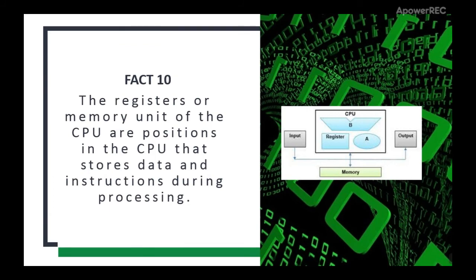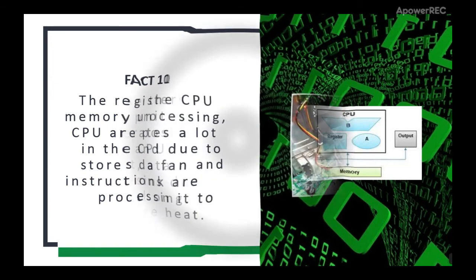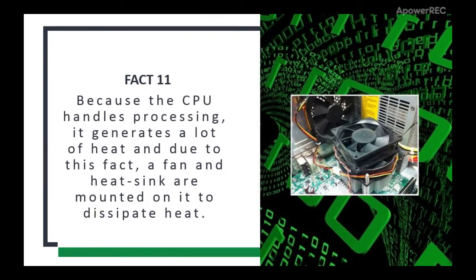Fact number 10. The registers or memory units of the CPU are positions in the CPU that store data and instructions during processing. Fact number 11. Because the CPU handles processing, it generates a lot of heat, and due to this fact, a fan or heat sink are mounted on it to dissipate heat.